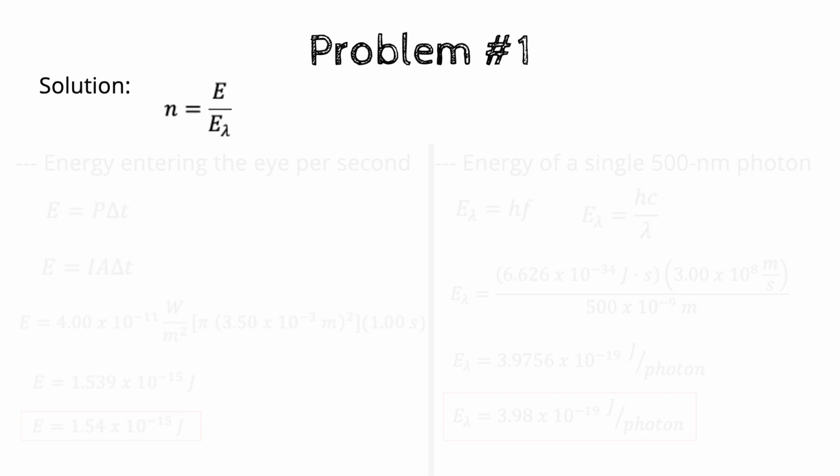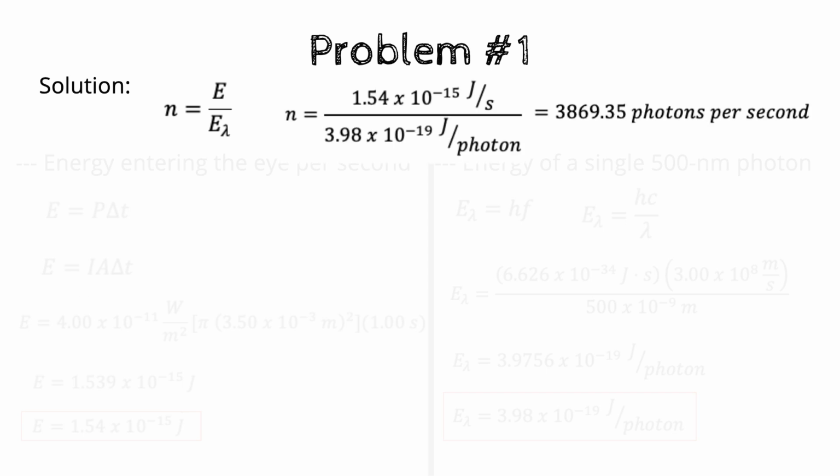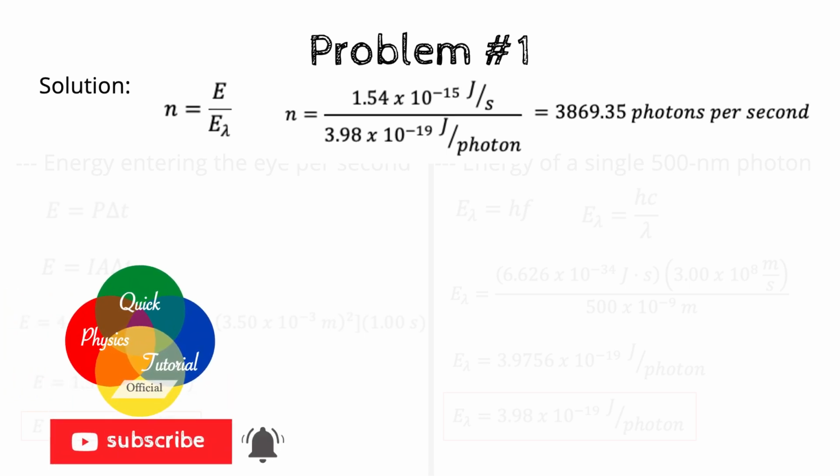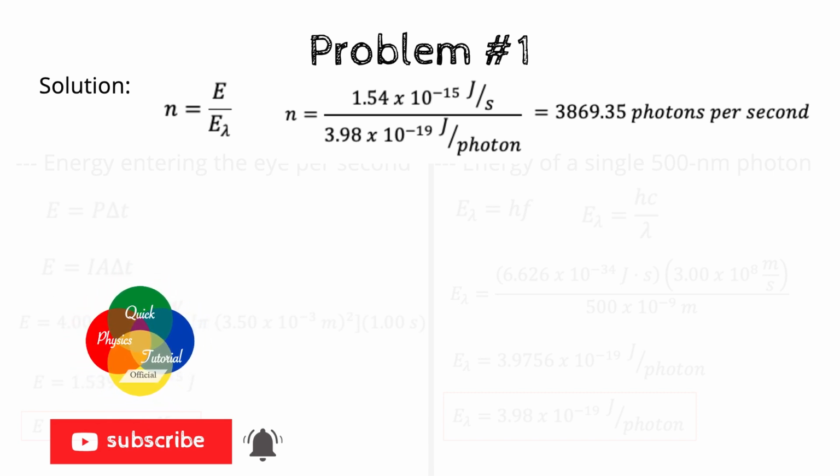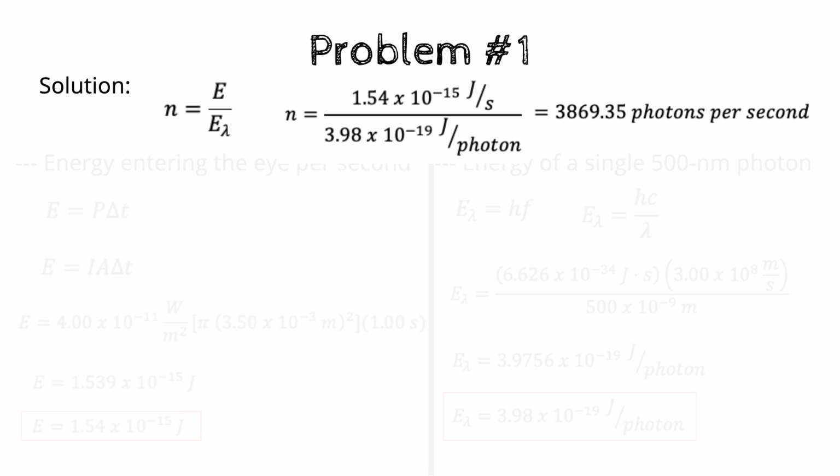Going back to the number of photons required to yield this energy, we write N equal to E over E lambda. Plugging in, we have 1.54 times 10 to the negative 15 joules per second, divided by 3.98 times 10 to the negative 19 joules per photon. So the number of photons required to yield this energy is 3.87 times 10 to the power of 3 photons per second. Problem number 2.